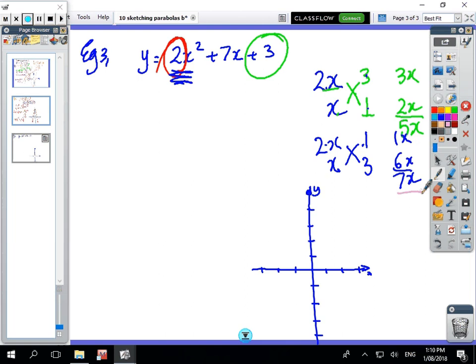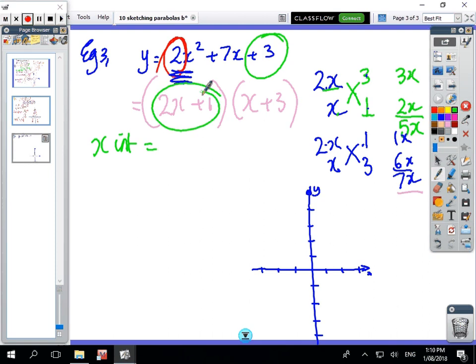So the two brackets, so you ladies said you did this in first semester factorising? Yes. Okay. So there's your two brackets, 2x plus 1, x plus 3. So the x-intercepts are that one, you change the sign to minus and divide by 2, and that one's just minus 3.